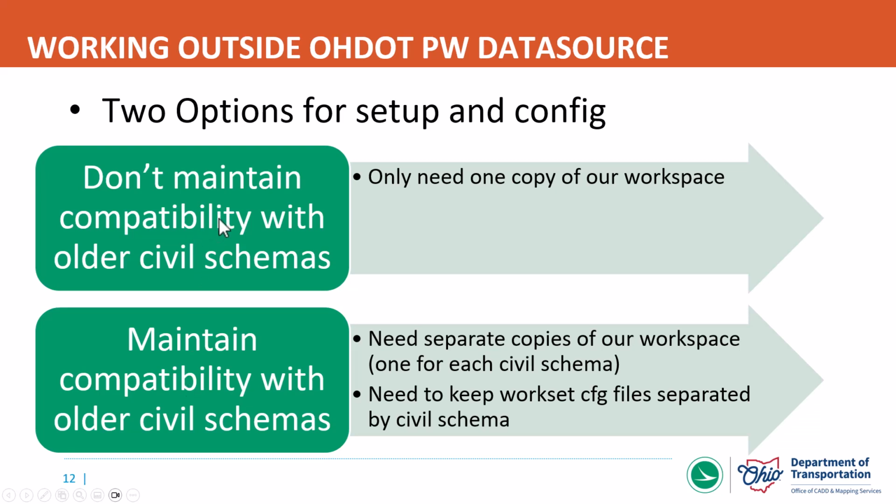Right, so if you're not going to maintain compatibility, then you really only need one copy of our workspace, right? And you'll just update over time. But if you are going to maintain compatibility, then you need to have separate copies of our workspace, one for each civil schema you want to maintain. And then you're also going to want to make sure that the config files for your worksets are also kept separated by civil schema, so that you know this workset goes with this workspace, which is set up for this civil schema.